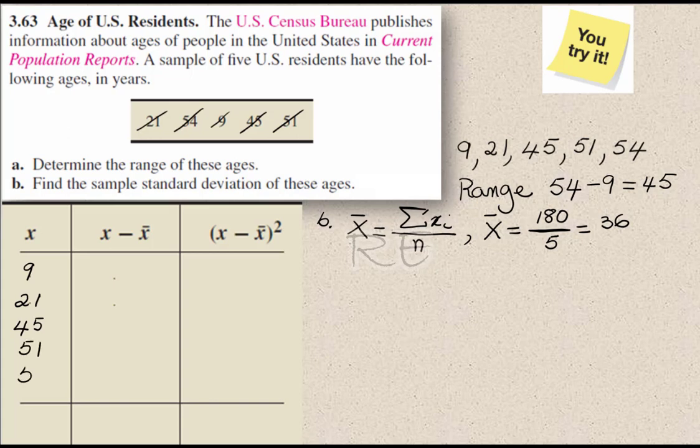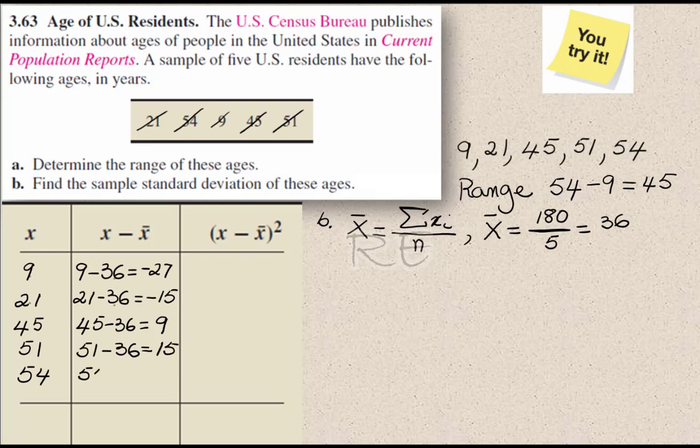9, 21, 45, 51, 54. Then we're going to list the different deviations from the mean. 9 minus 36 is negative 27. 21 minus 36 is negative 15. 45 minus 36 is going to be 9. 51 minus 36 is going to be 15. 54 minus 36 is going to be 18.